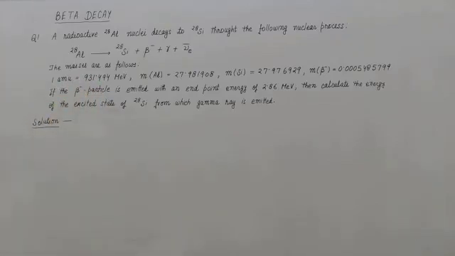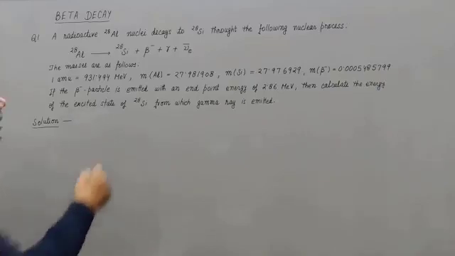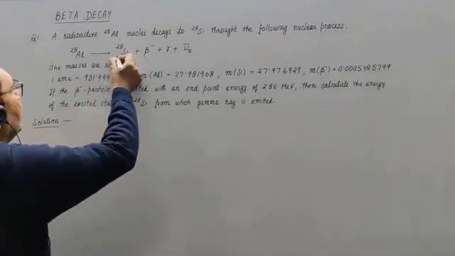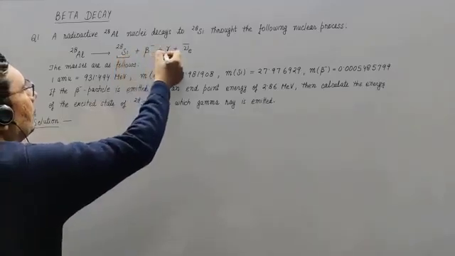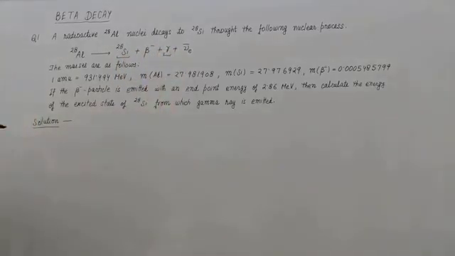Now if the beta minus particle is emitted with an endpoint energy of 2.86 MeV, then calculate the energy of the excited state of 28Si from which the gamma ray is emitted. So basically they want to find out the combined energy that is carried by this silicon nuclei and this gamma. Basically you have to calculate the energy of the excited state.